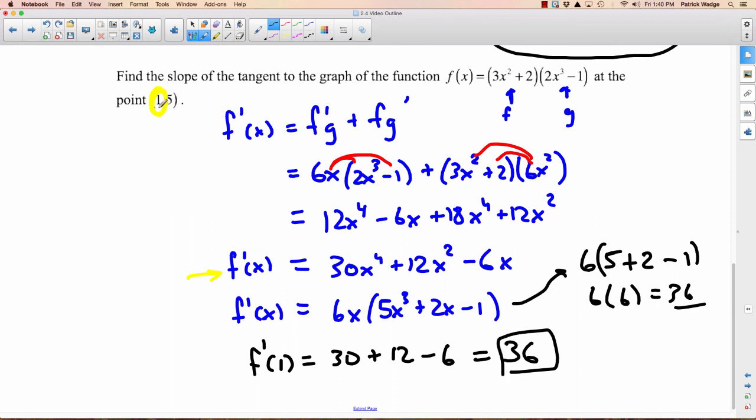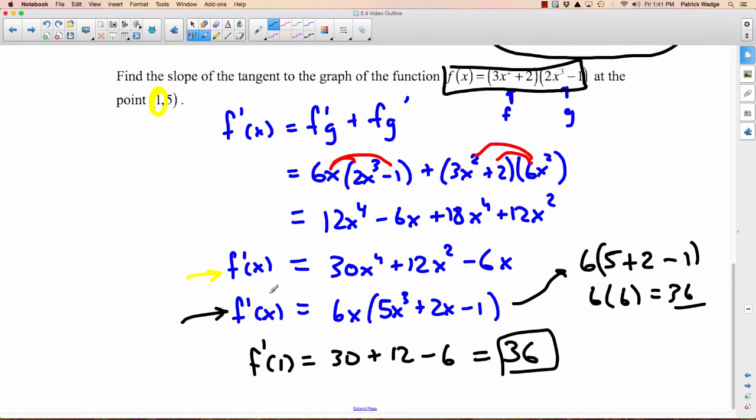So if they give you the x value, I would recommend that you don't factor. It's just kind of wasting time. But if the question just said, find the derivative of this, for example, if it just said, what is the derivative of this, then we'd want it to be in the simplest form possible, and I would say that this would be the better answer.